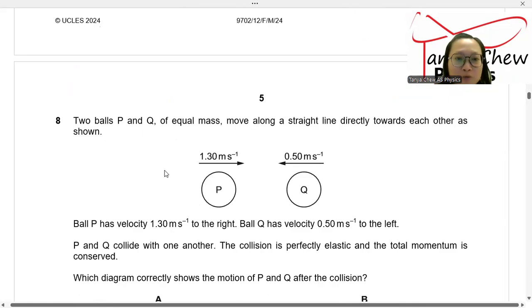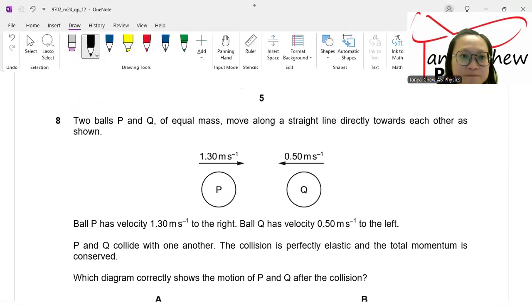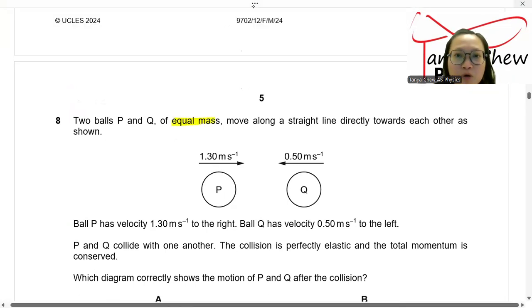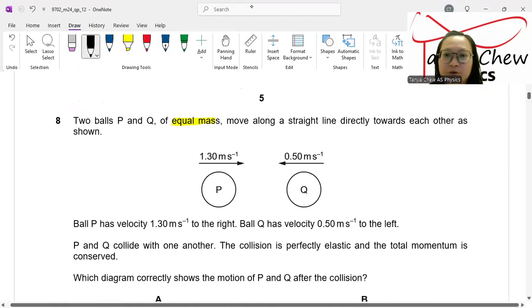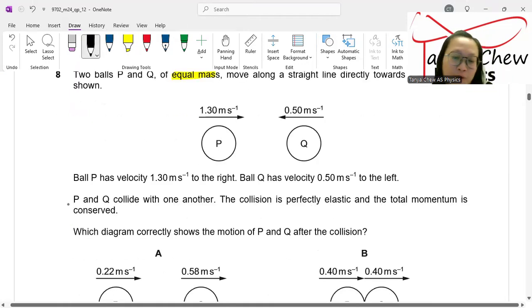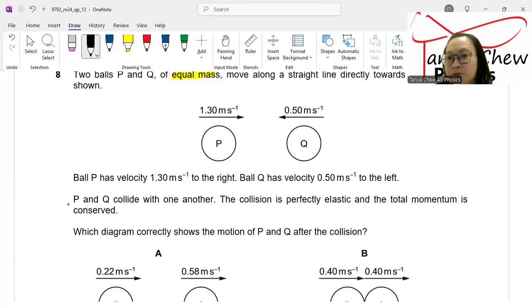Number 8, two balls, P and Q, of equal mass. Equal mass, this is very important. They move along a straight line directly towards each other as shown. Ball P has a velocity of 1.3 meter per second to the right. Ball Q has a velocity of 0.5 meter per second to the left. P and Q collide with one another. The collision is perfectly elastic and the total momentum is conserved. Which diagram correctly shows the motion of P and Q after the collision?